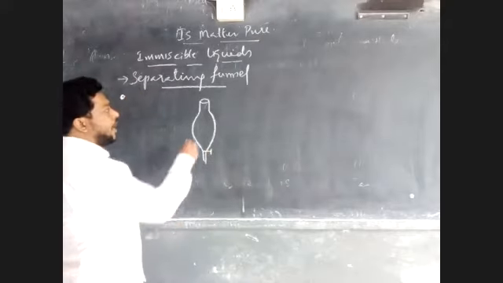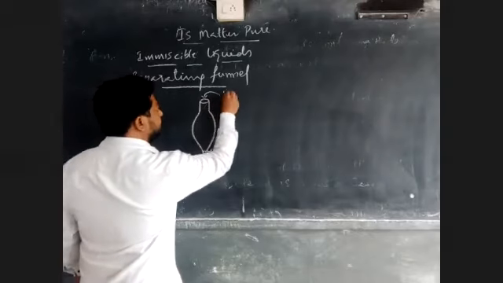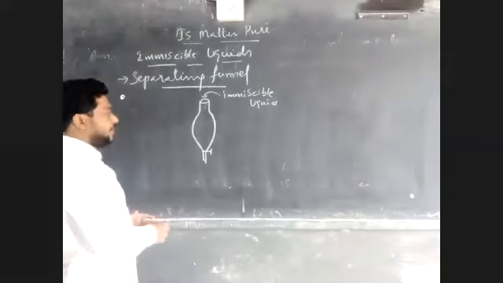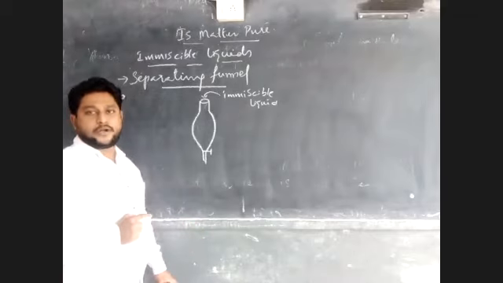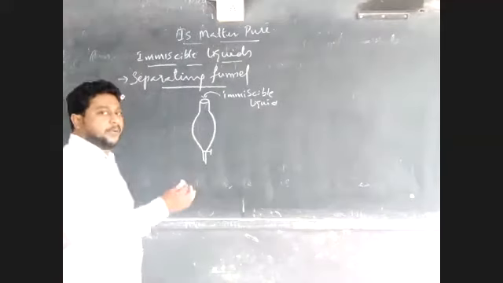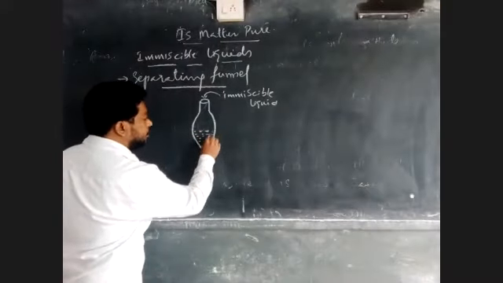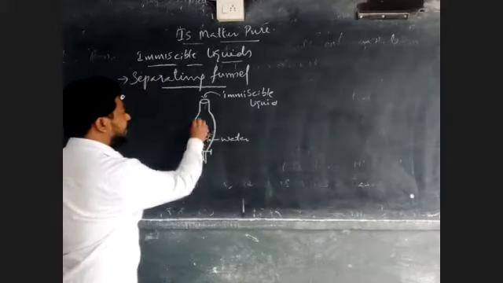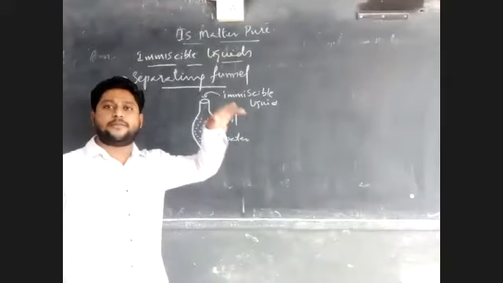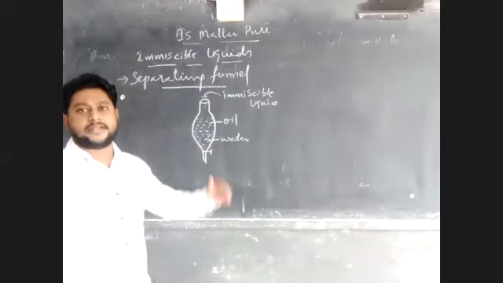Now, what am I going to do? I am going to pour the immiscible liquid into it. Now, what is going to happen? Oil is less dense than water, and water is more dense than oil. So the more dense liquid will settle at the bottom. This is water, and here you have oil. Oil is less dense, so it will be on the surface, and water is more dense, so it settles at the bottom, in the next layer.